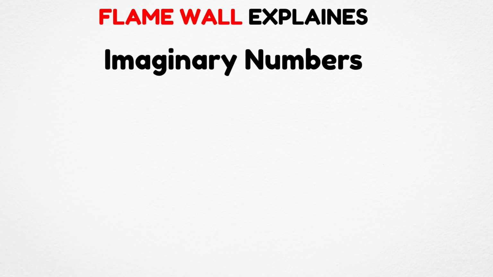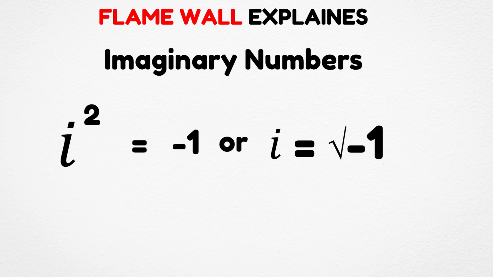Next we are going to see about imaginary numbers. Imaginary numbers are numbers that when squared produce a negative result, defined by an imaginary unit i, where i squared is equal to -1. They are used to find square roots of negative numbers and are essential for solving certain quadratic equations.